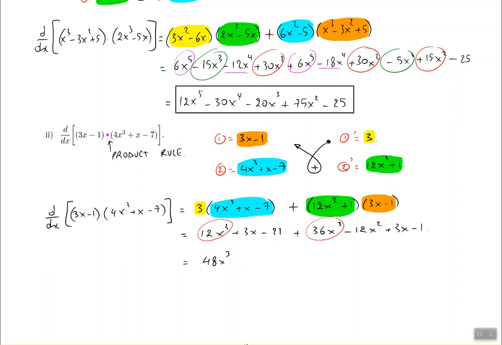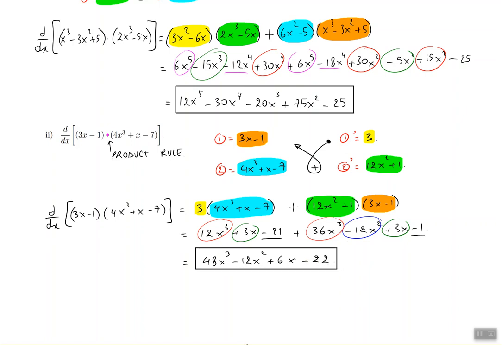Let's do the squares next. We only have the 12x squared without any other like terms. So negative 12x squared. Next, let's take care of all the x's. I have 3x here and 3x there. So that's going to be 6x. And then finally, the 21 and the negative 1. They are like terms, so together that's going to be 22. And that is the end of the story. That's the derivative. So hopefully you got this one right.